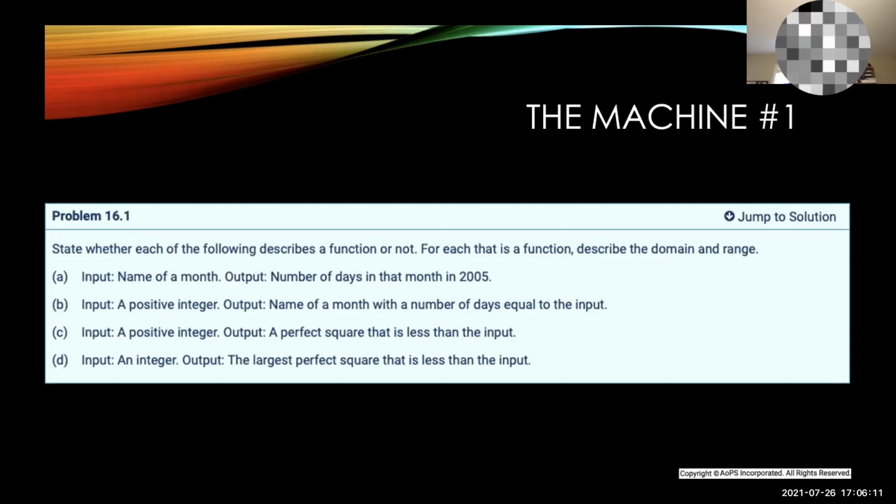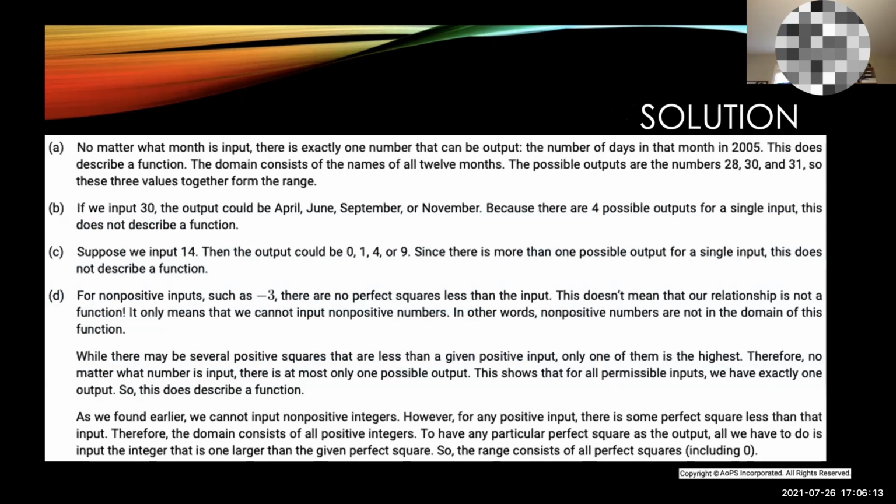And for C, a positive integer: it's not a function because if you input one number, the output could be multiple numbers. For number 4, since with non-positive inputs there are no perfect squares, that doesn't mean it's not a function, but it means you can only put in non-positive numbers. That restricts what the domain is.